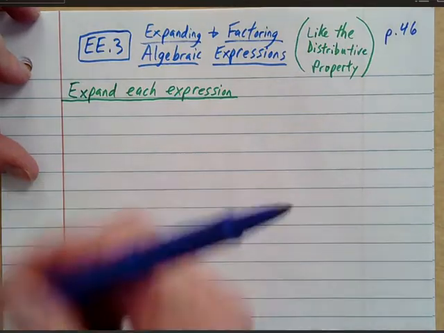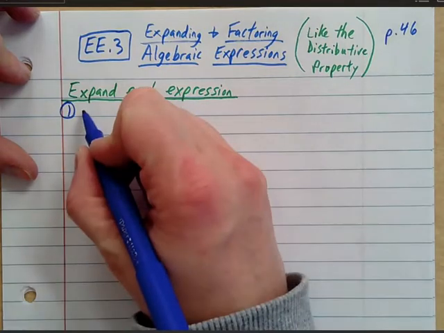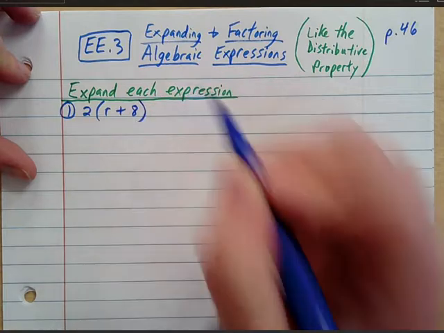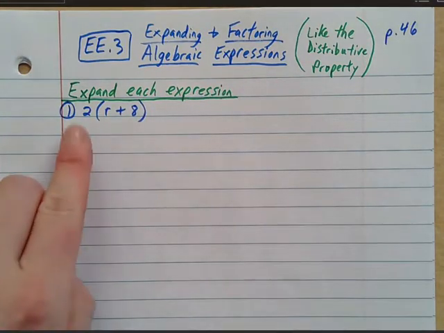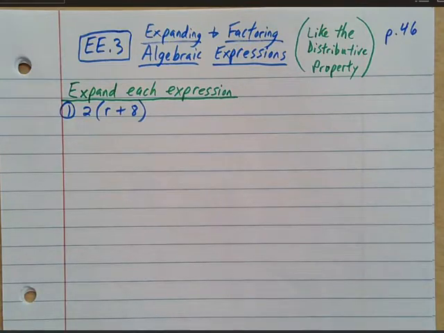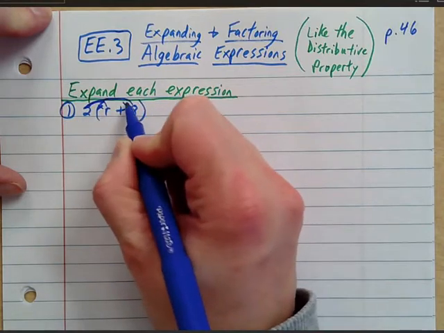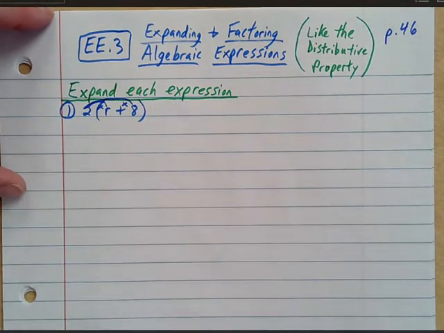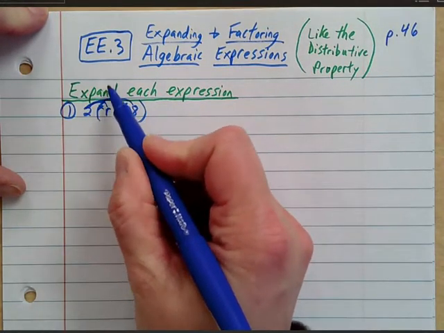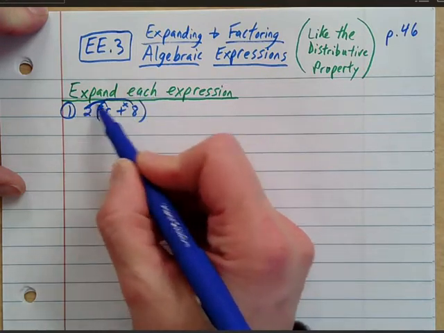So the first example, we need to expand. So they're going to give you an example like this. It's going to say 2 parentheses r plus 8 close parentheses. And we talked about this before. Anytime we see a number right next to parentheses, that means multiply. It's implied that you need to multiply. So you need to take 2 times r and 2 times 8. We did this before without having a variable in here, and we brought our arrow up to get our answer. In this case, we're just going to bring it down.